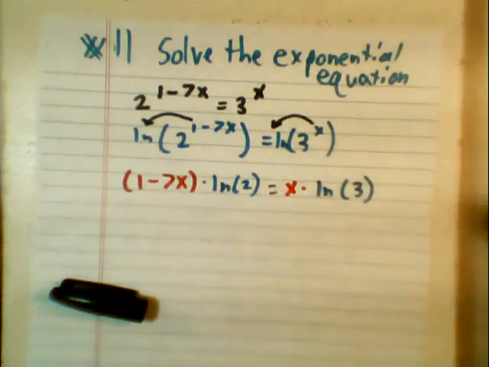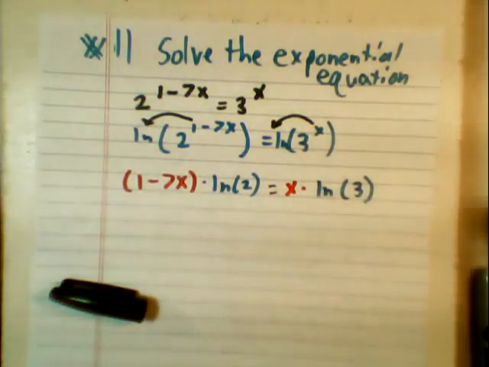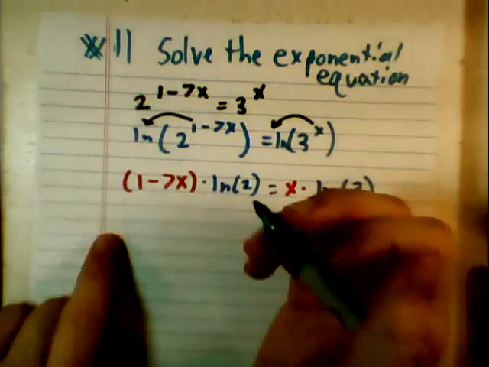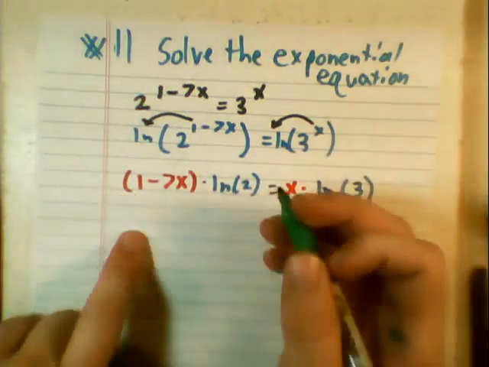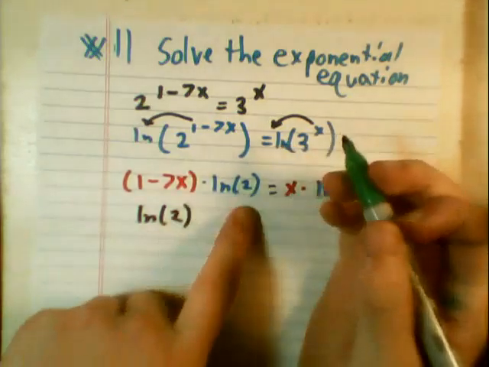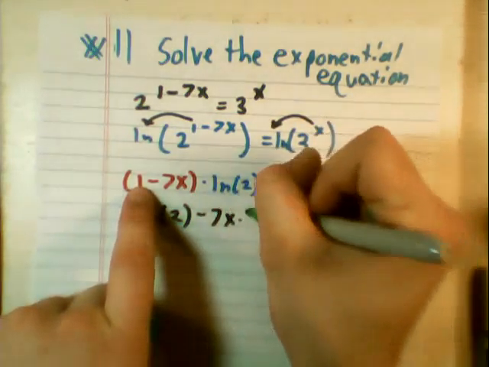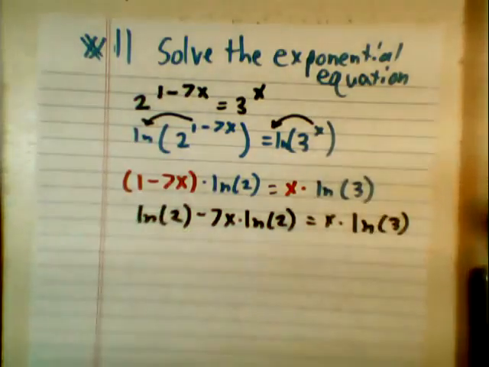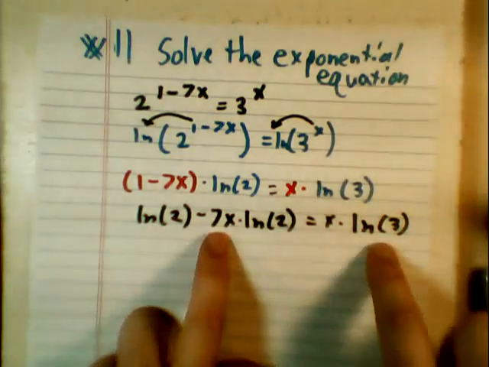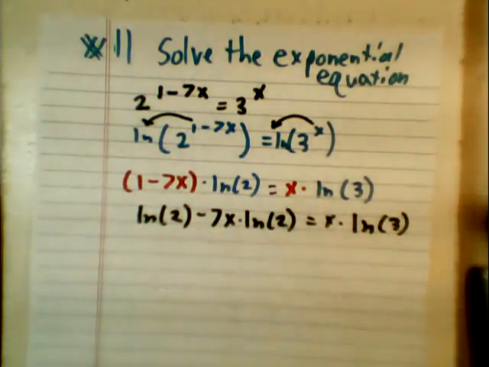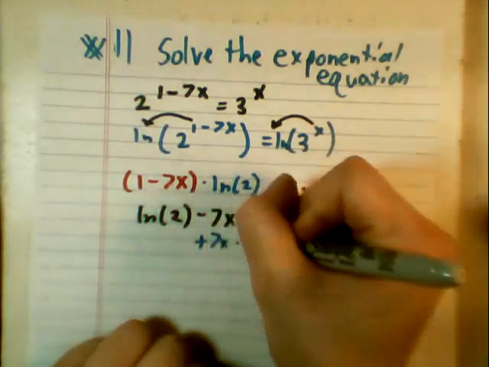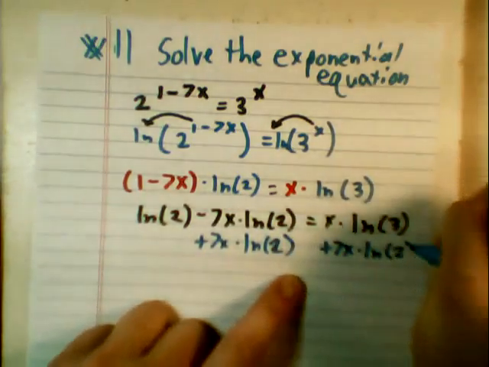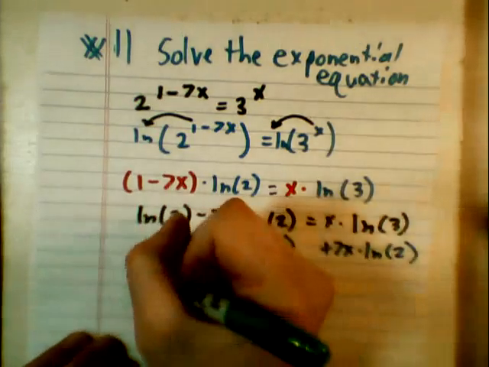Okay, so now that we've got it where there are no exponents, let's go ahead and multiply this out. So we get this times 1, which is itself, ln of 2, minus 7x times the ln of 2 equals x times the ln of 3. So now let's get all the chunks that have x's on one side. So let's add this over. And we'll end up with this.